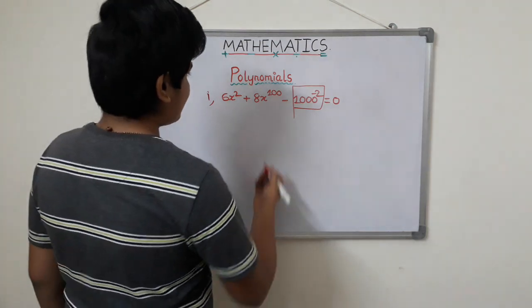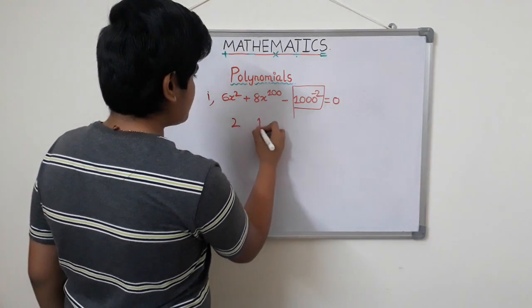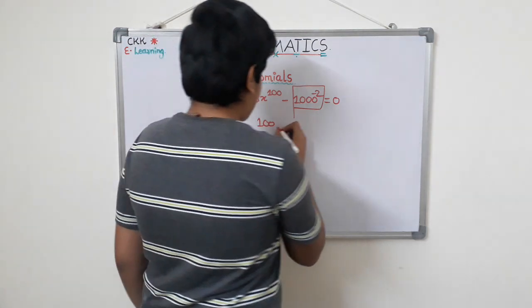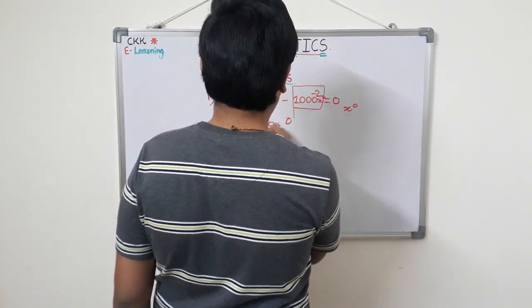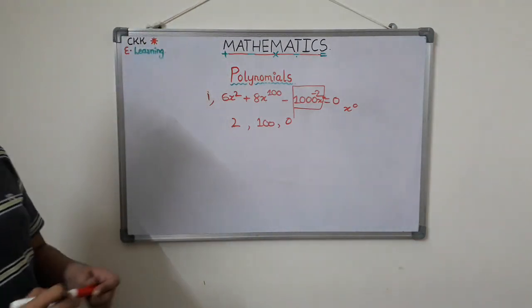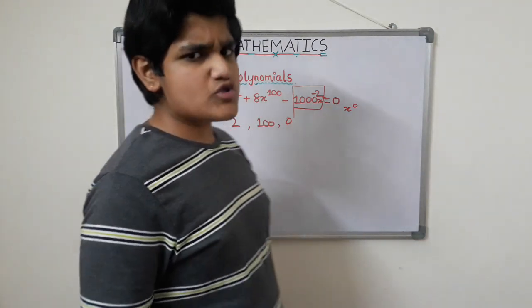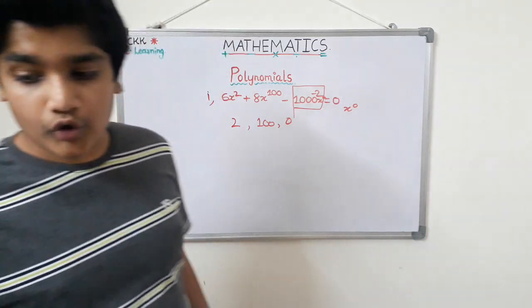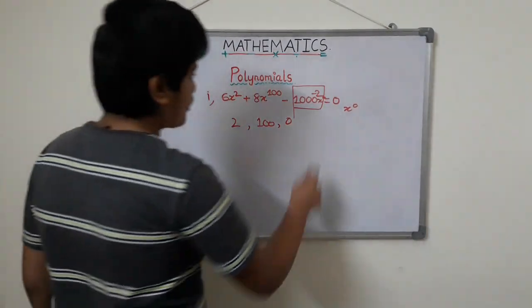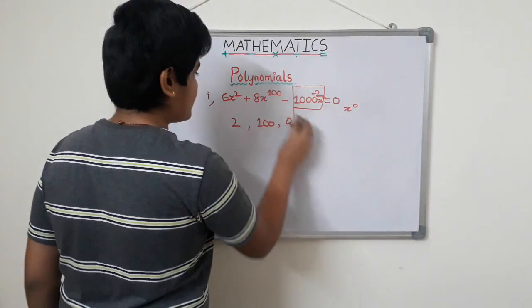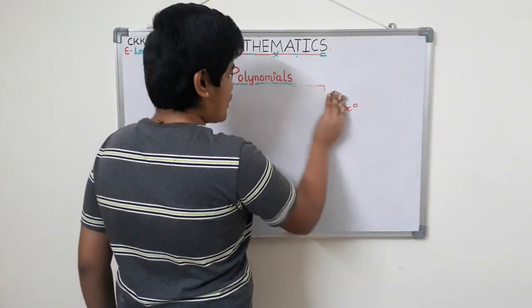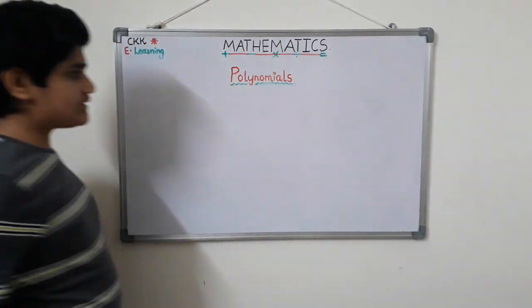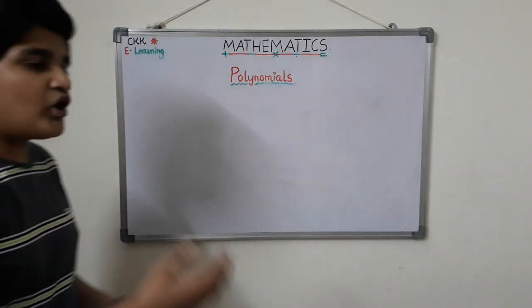So here the power of the variable is 200, and here it is x power 0, which means 0. 200 and 0 are whole numbers. That's all. This is a polynomial. You do not bother about the power of a constant. Only the power of the variable is considered here. Is the concept clear? Did you understand how to identify a polynomial?